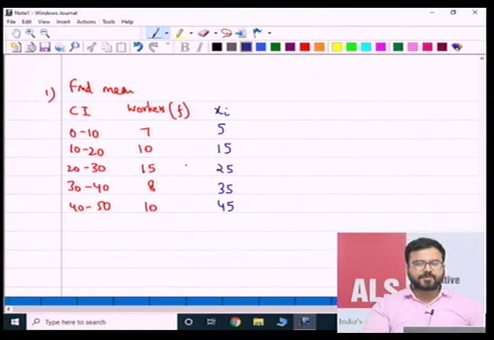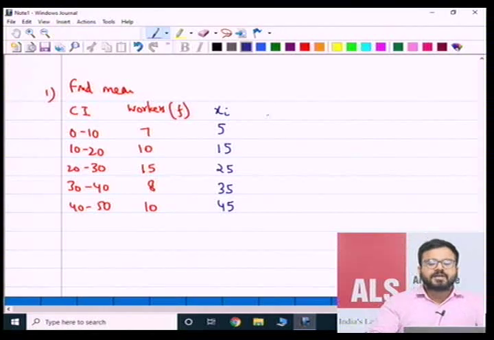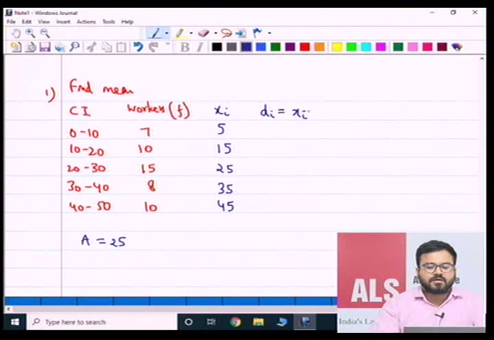So we can take the help of deviation. Let us say the assumed mean is taken out of these xi values. Let us say we take 25. So our di value will be xi minus a. So 5 minus 25 is minus 20, 15 minus 25 is minus 10, then it will be 0, then 10, then 20.